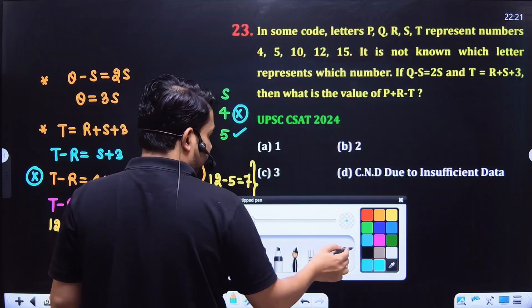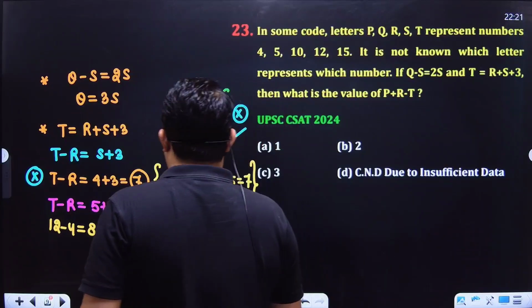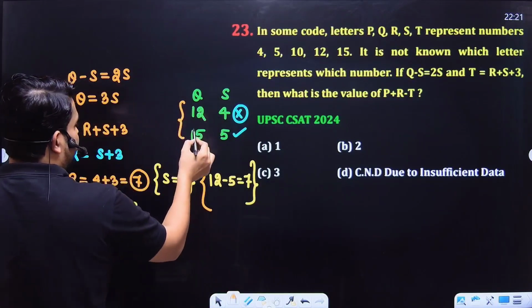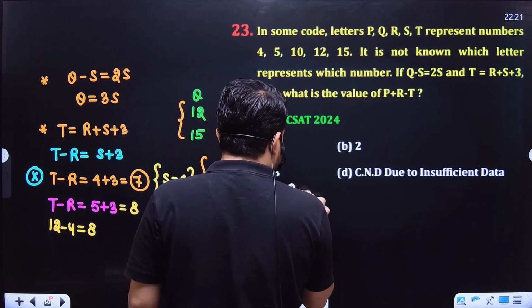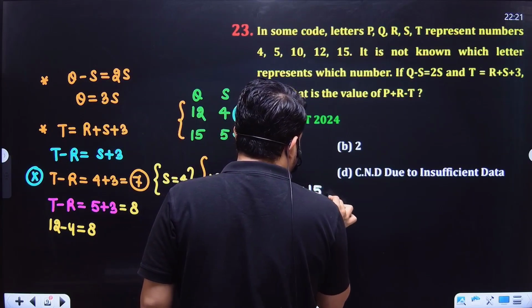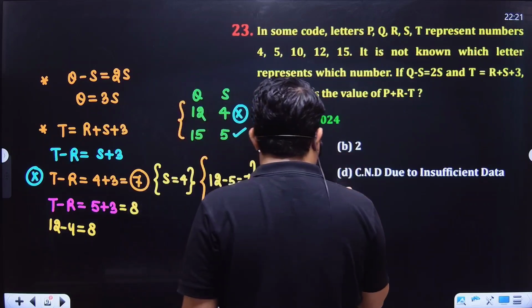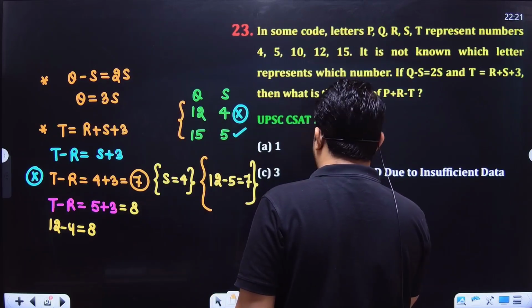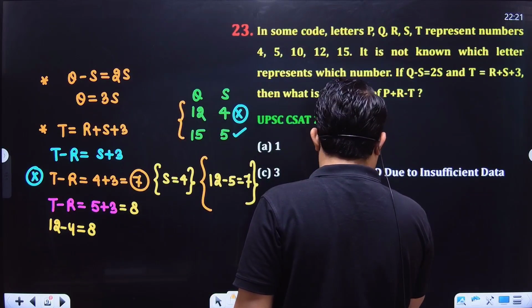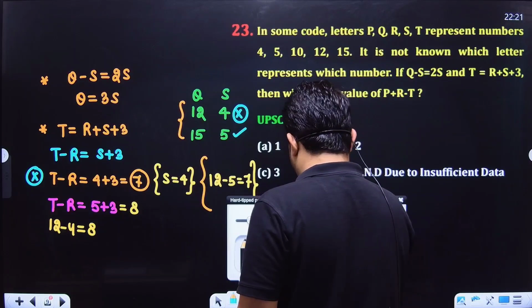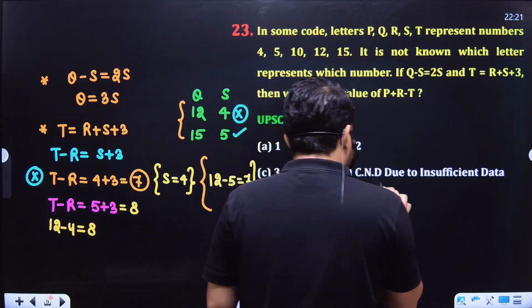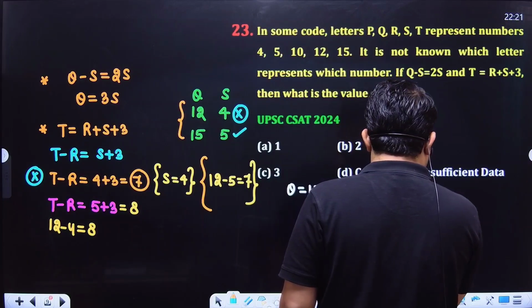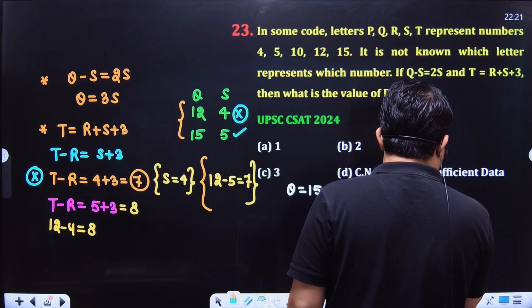So I have all the values. See, I have. So this combination passed. It means Q is equal to 15 here. I will do the postmortem of each and every question. S equal to 5 and make you Aryabhatta of mathematics. Here T is equal to 12, R is equal to 4.